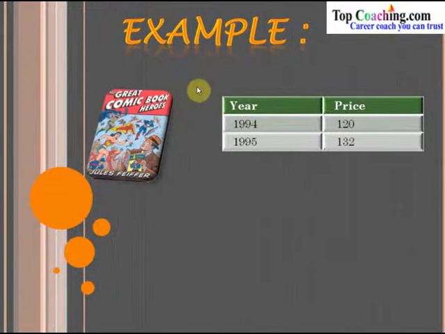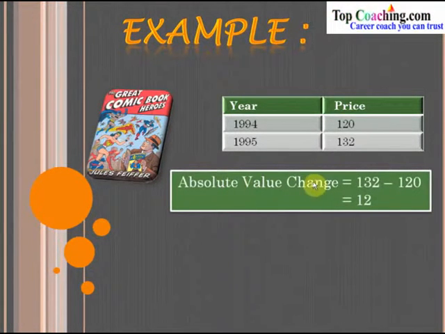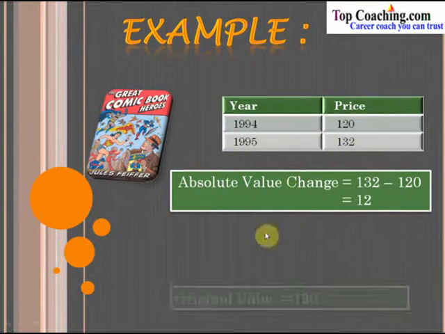For example, let us say that we have a series of comic books. Now in the year 1994, the price was 120 rupees. This comic book was priced at 120 rupees in the year 1994. But in the year 1995, the price changed to 132. Now if I ask you what is the absolute change in the value, then that would be equal to 132 minus 120, which is equal to 12 rupees. So the absolute value change would be equal to 12 rupees. We simply subtract the original value from the new value. And the original value is 120.